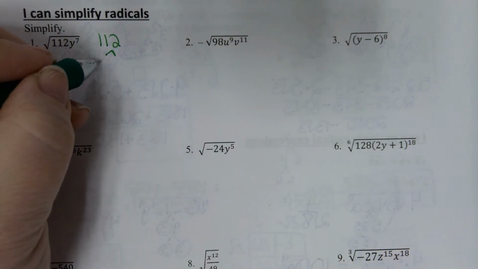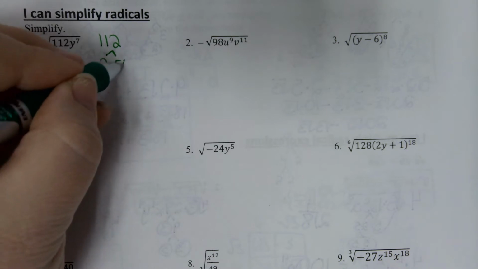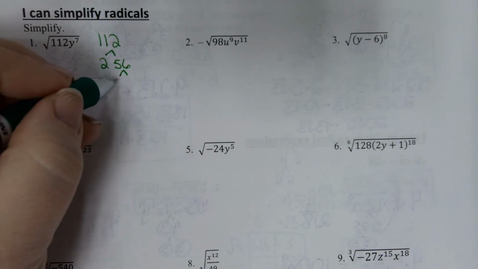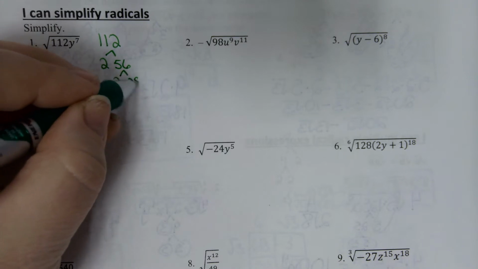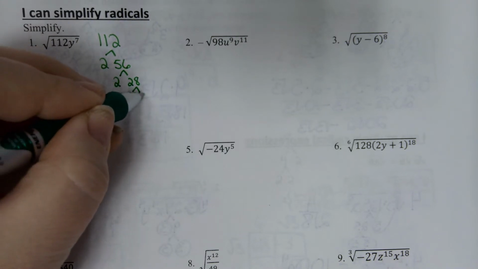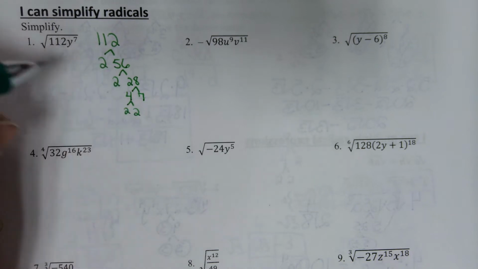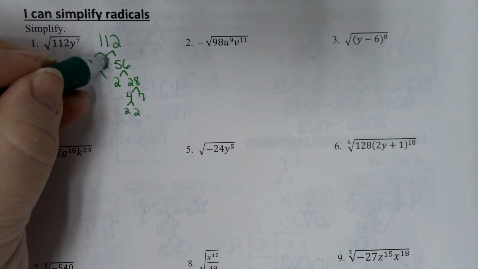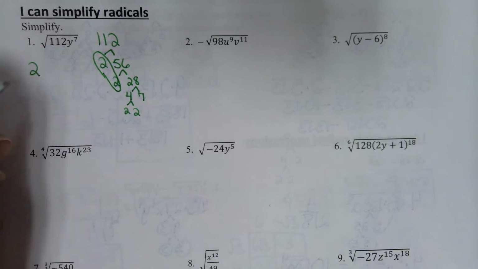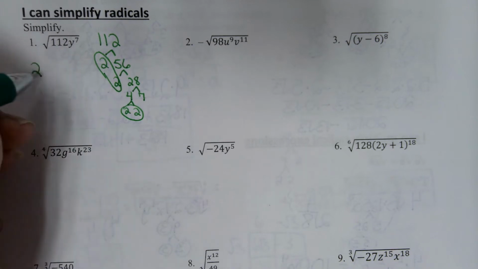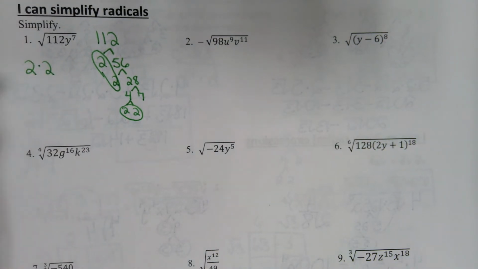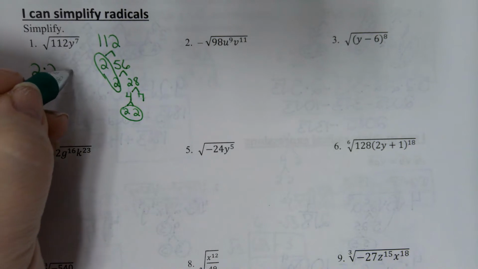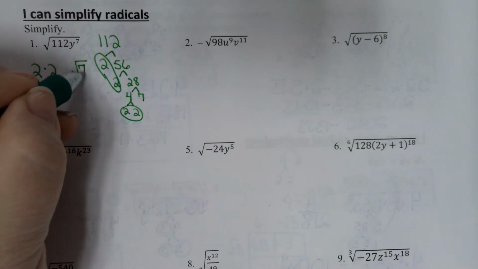Things that multiply to be 112, we have 2 and 56. To multiply to be 56, we can do 2 and 28, then 4 and 7, and 2 and 2. The index here is 2. That index indicates how many have to be in a group in order for them to exit the radical. 2 need to be in the group. So here's a 2 that can come out, and here is another 2 that can come out of the radical. This 7 has to remain inside of the radical because it doesn't have a pair to come out.